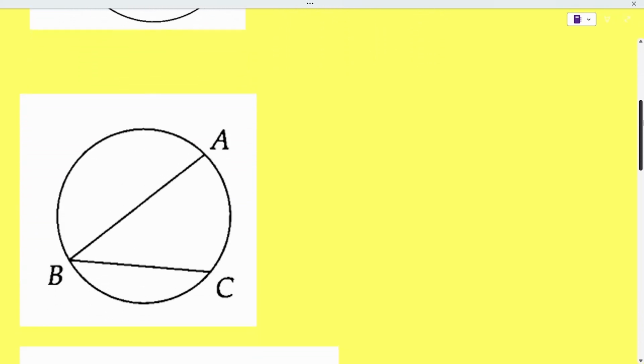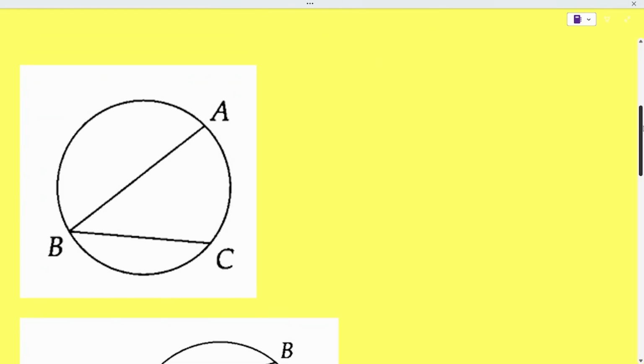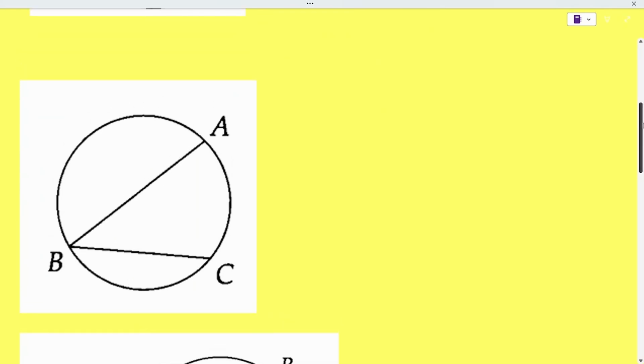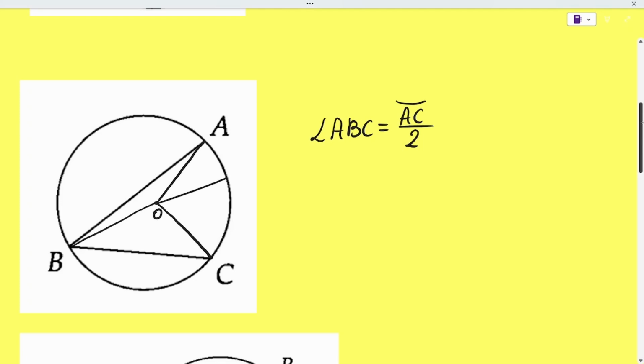The first one is about the inscribed angle. Angle ABC equals half of AC arc. Now, to prove this, we just need to take the center, O, and as we know that AO equals OB and equals OC, we will get isosceles triangles. AOB and AOC will be isosceles triangles.